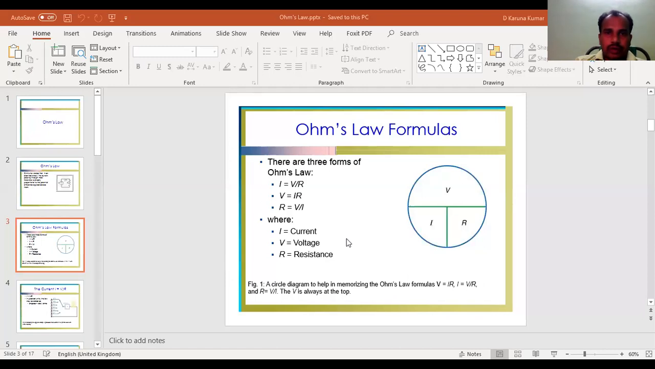So I equal to V by R, V equal to I into R, R equal to V by I. Here I equal to current, V equal to voltage, R equal to resistance. Current means the flow of electrons. V is the potential difference between the 2 points, called voltage. Resistance opposes the flow of current. The unit of resistance is ohms, the unit of voltage is volts, and the unit of current is amperes.